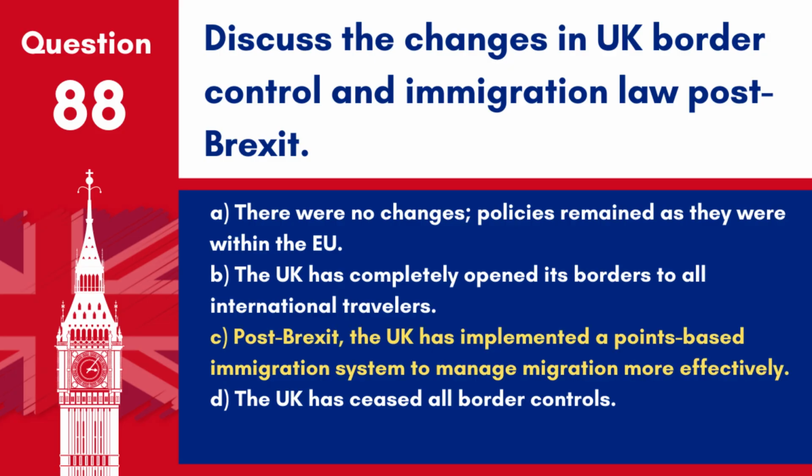Answer. C. Post-Brexit, the UK has implemented a points-based immigration system to manage migration more effectively. This new system aims to control and reduce migration, focusing on skills and qualifications to address specific labour market needs.